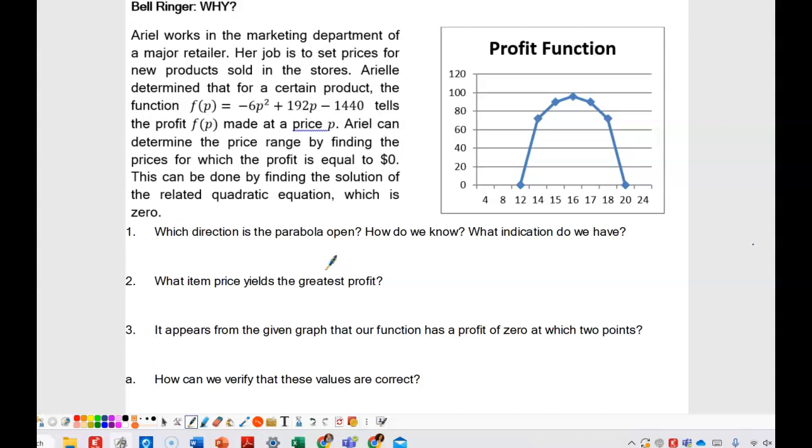This can be done by finding the solution of the related quadratic equation. So right now we have negative 6p squared plus 192p minus 1,440. I have it graphed on that profit function to the right. One of the things you would want to know is which direction the parabolic curve opens. How do we know this? What indication do we have? The graph is open down.